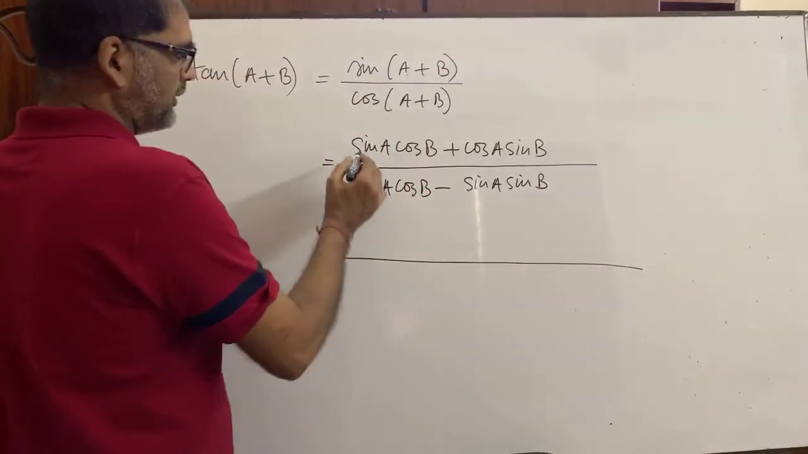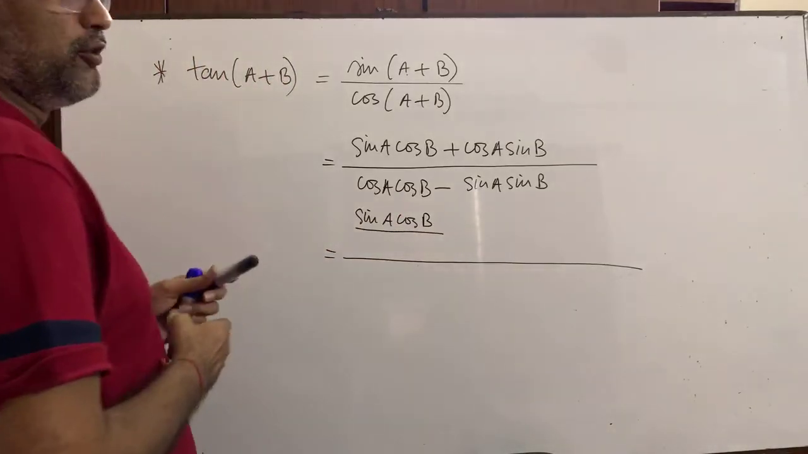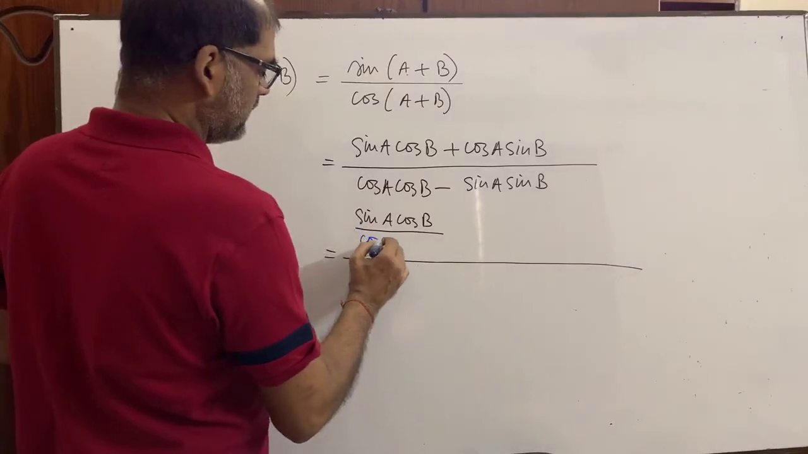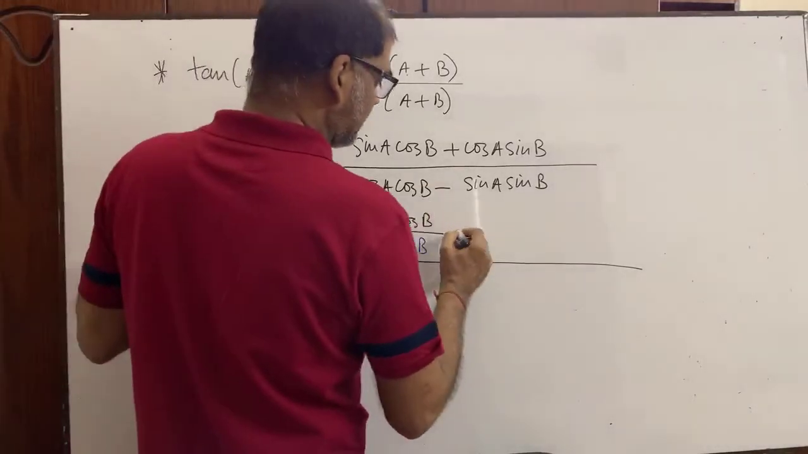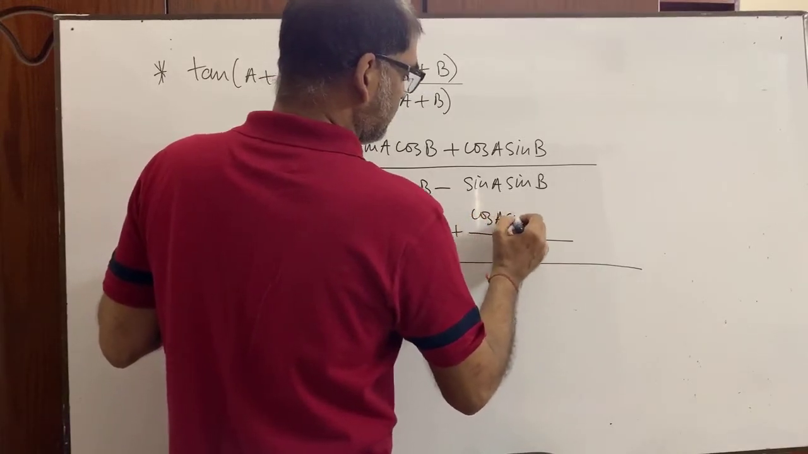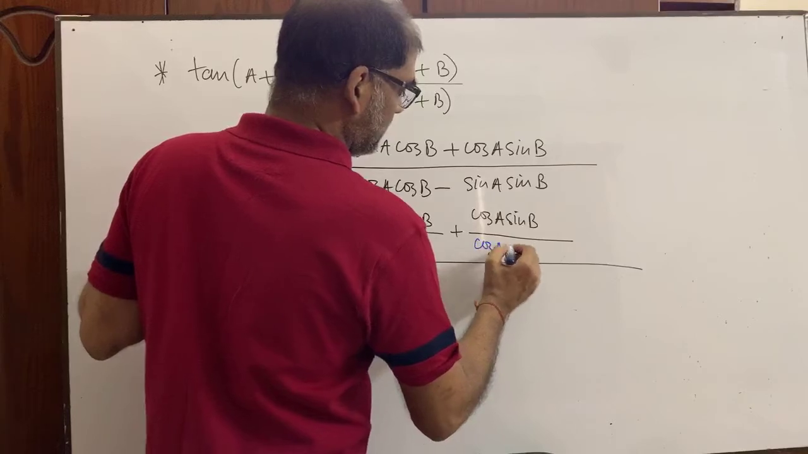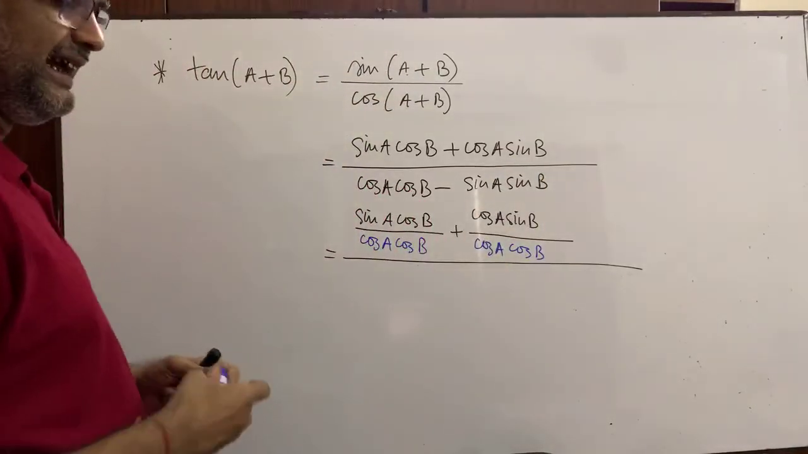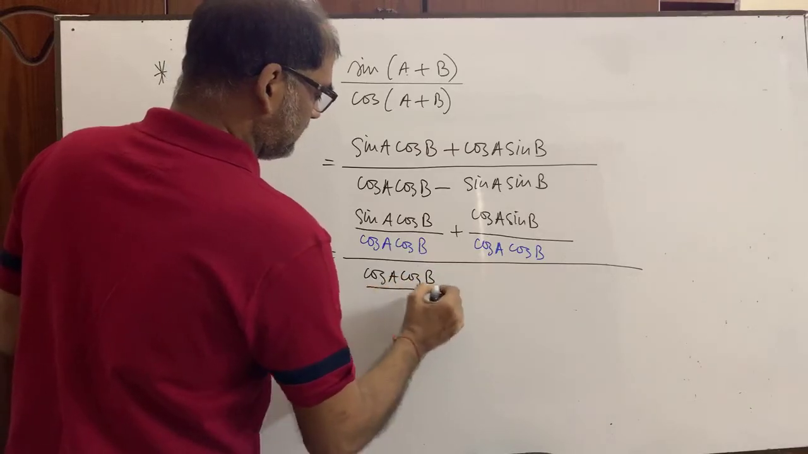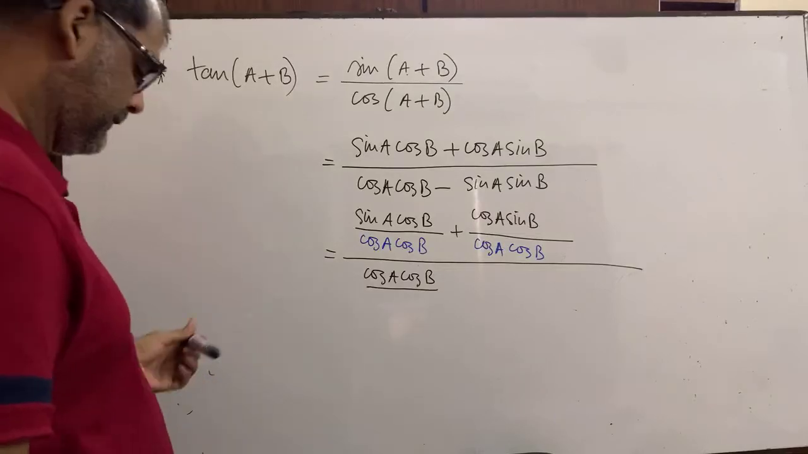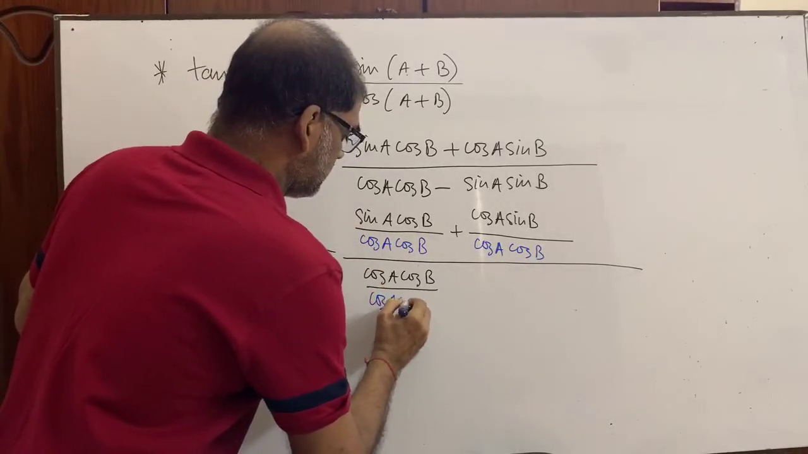Okay, so then what will we do? Write down sin A cosine B, and we have to divide by cosine A cosine B. Here it is the same, cos A sin B, and we divide it by cosine A cosine B. In the same way, in the denominator, cosine A cosine B, we are going to divide by cosine A cosine B.